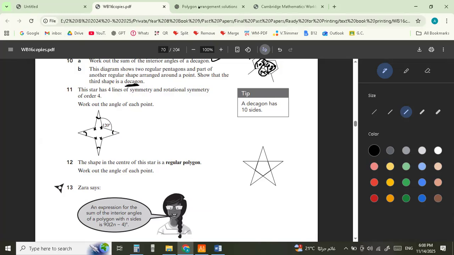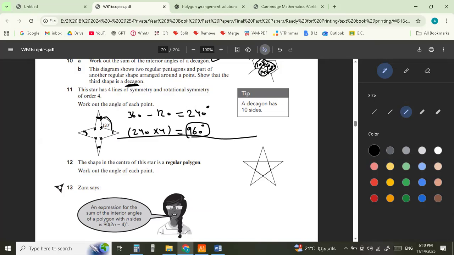Work out the angle of each point. It also has a rotational symmetry of order 4, which is the same thing exactly. Work out the angle of each point, which means this angle. I know that this is 120. So this x is how many degrees? 360 minus 120 gives 240 degrees. So x is 240 degrees. I have 4 of them, right? So it is 240.